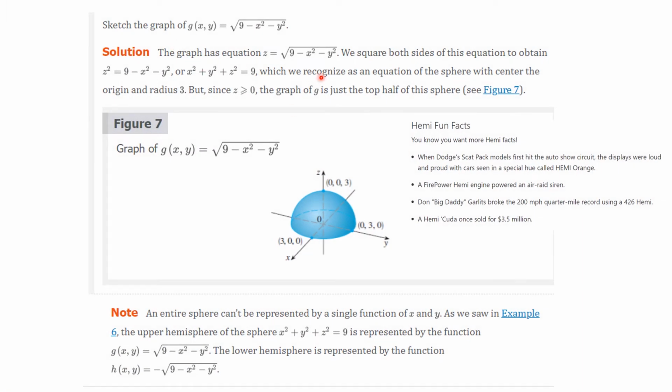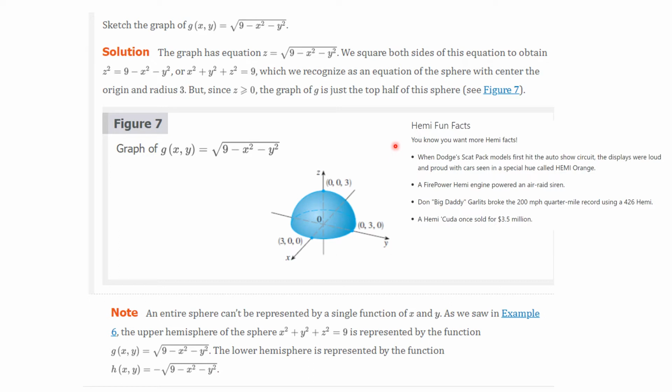Okay, the graph has this equation. If we square both sides, we see that this is of the form x squared plus y squared plus z squared equals 9. So this is the equation of a sphere with center at the origin, radius 3. But since z is greater than or equal to 0, because it is the principal square root, the graph is just the top half of this sphere, and you can see that the graph looks like that. It's the top half of that sphere, and it is a hemisphere.